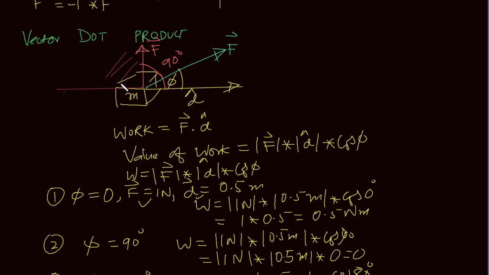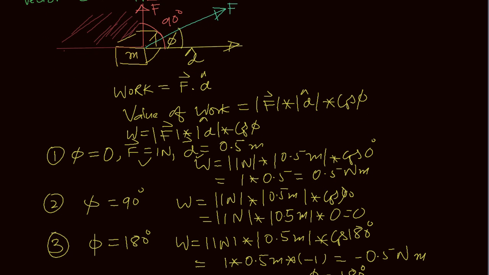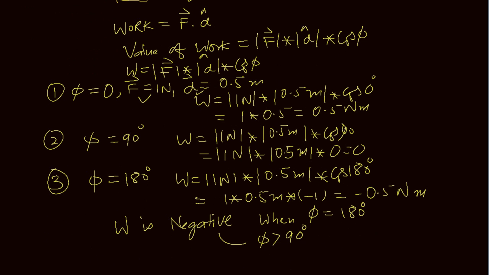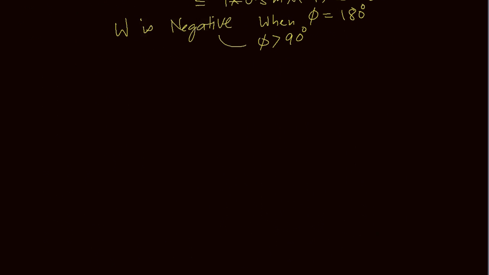See this whole area, for if the force takes any angle greater than 90 degrees, work done by this force will be negative, and we will look at it in more detail soon. Now next and the final topic in vector multiplication is the cross product.